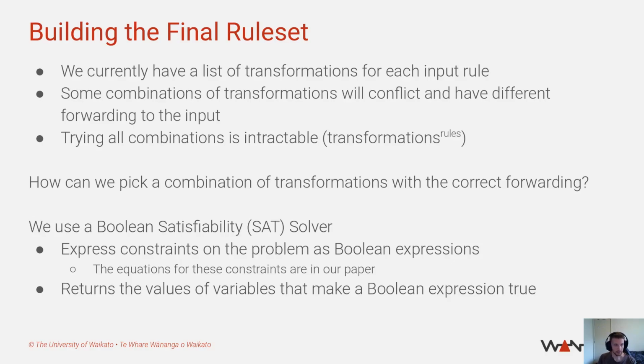So what we decided to use and settled on was a Boolean satisfiability solver. So what we do is we express this problem as a Boolean expression, and we add constraints to that expression to try and narrow down to include only the most likely solutions where the correct forwarding would be observed.